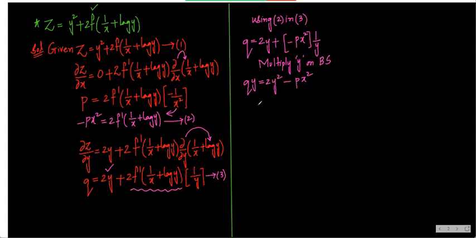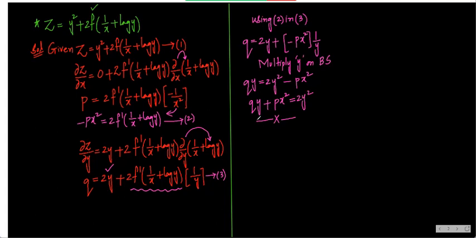One more step, if you want to write, you can write it. qy plus px square is equal to 2y square is your required PDE. Now you see in our PDE, we don't have any function value. F term is not there. Yes, that is your answer.